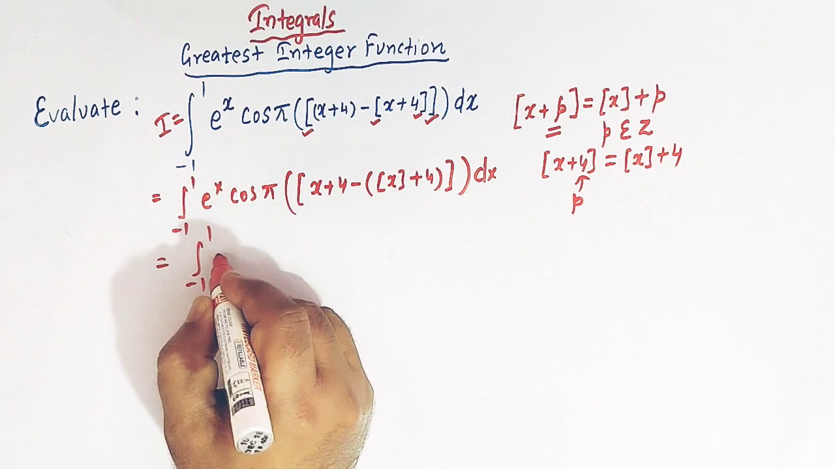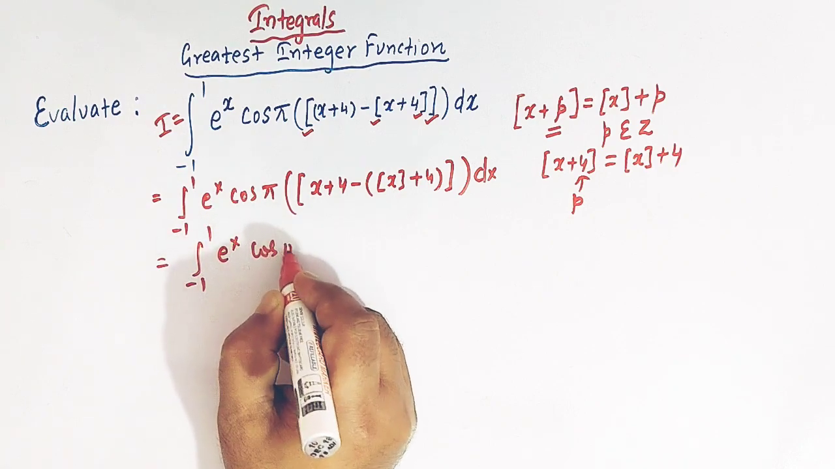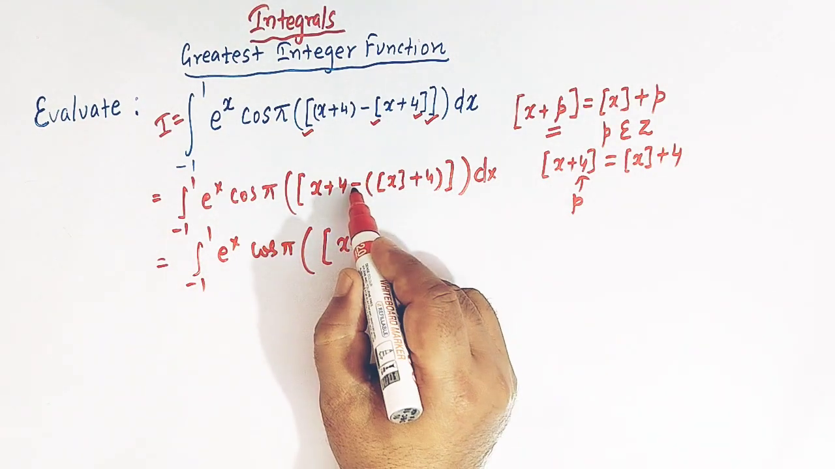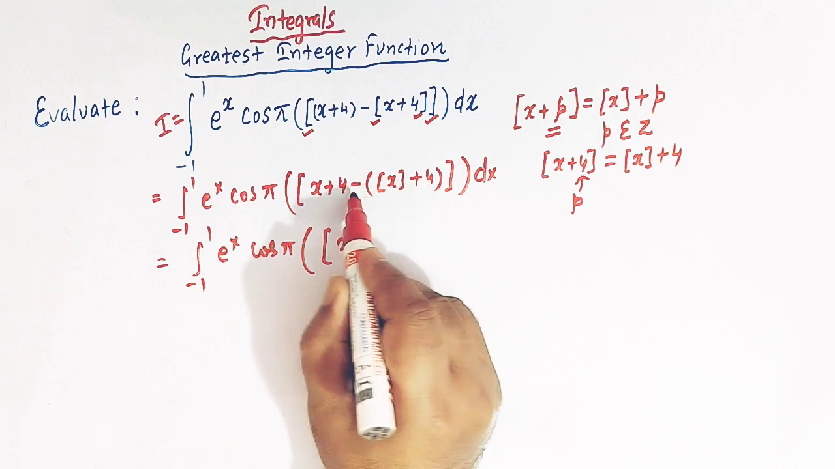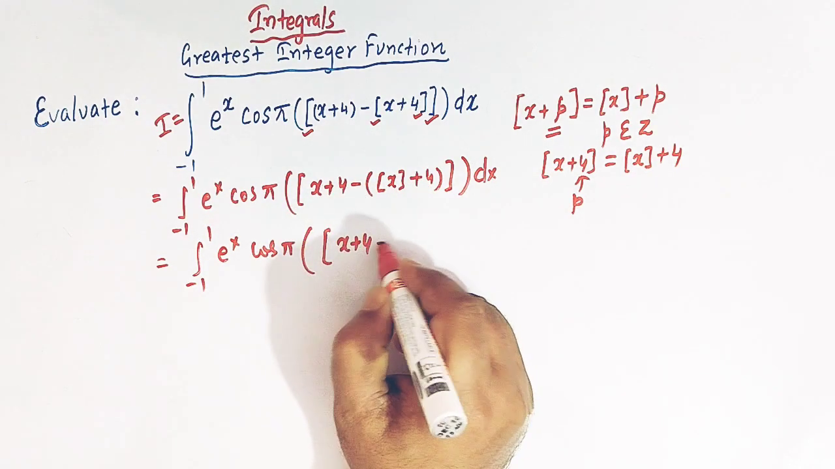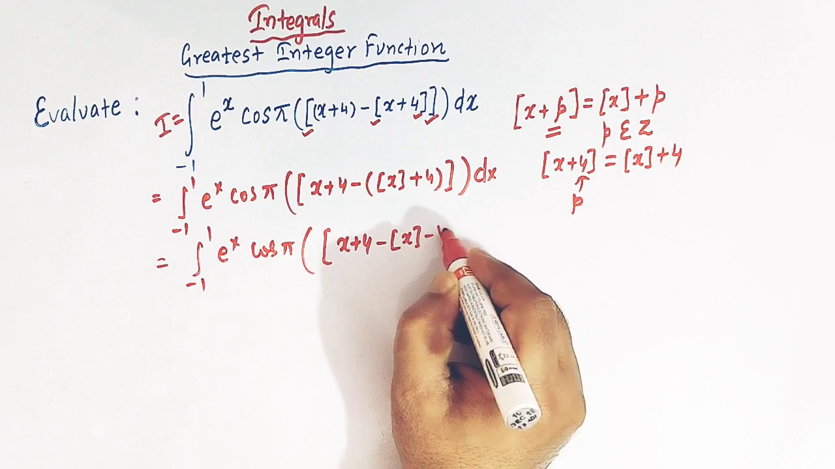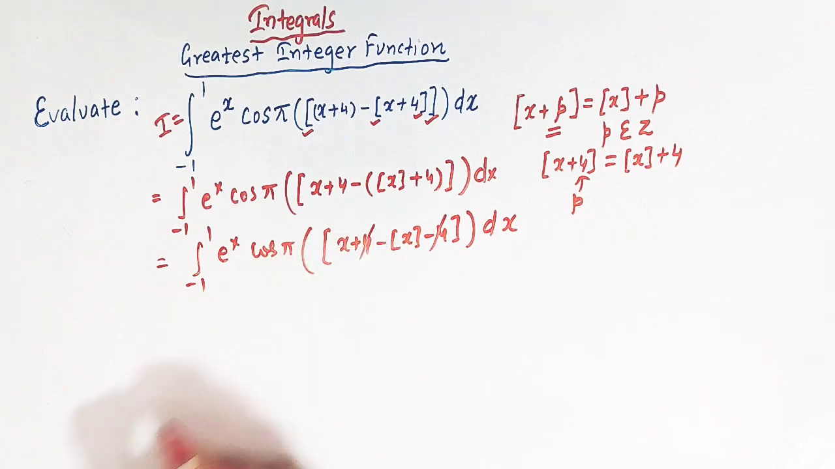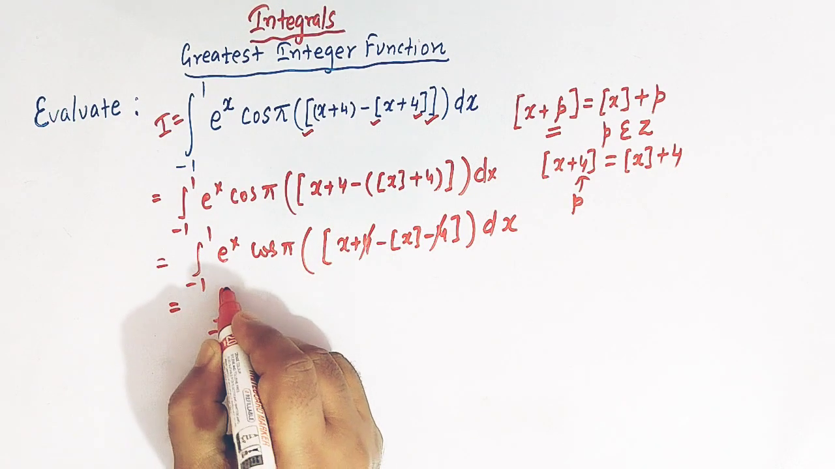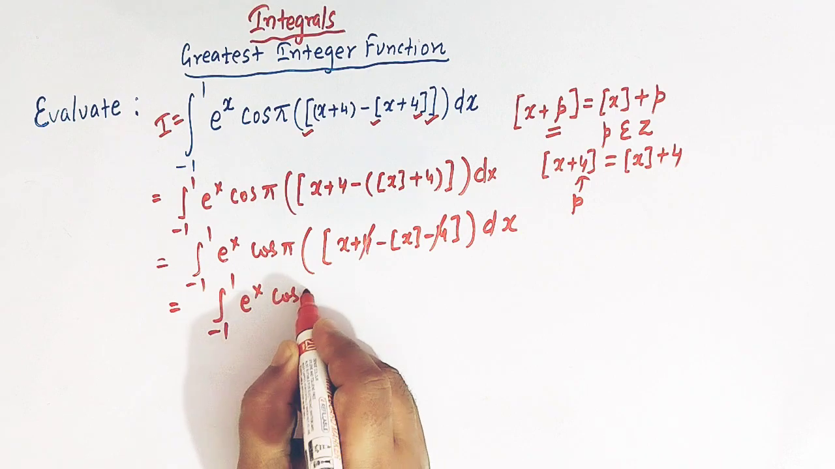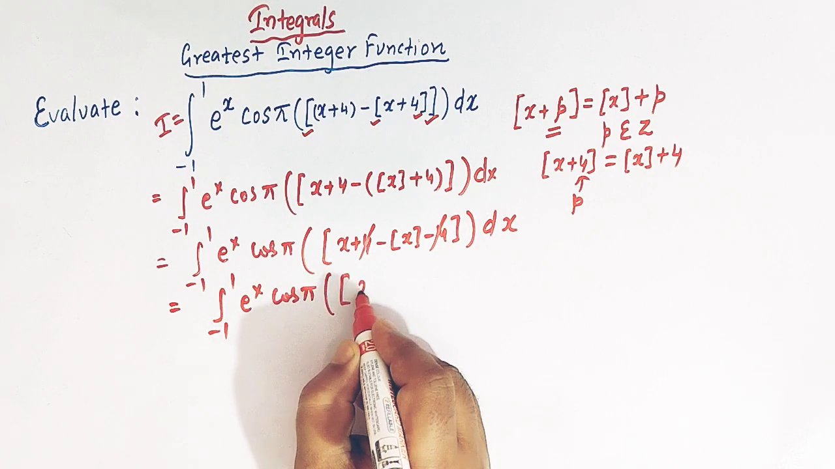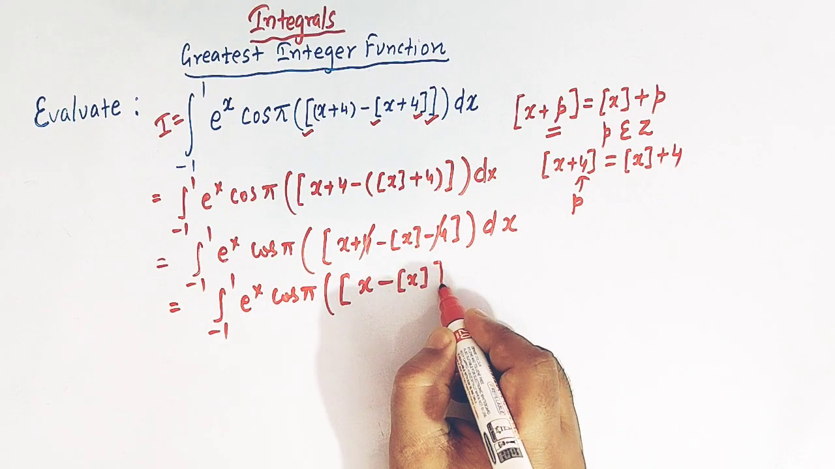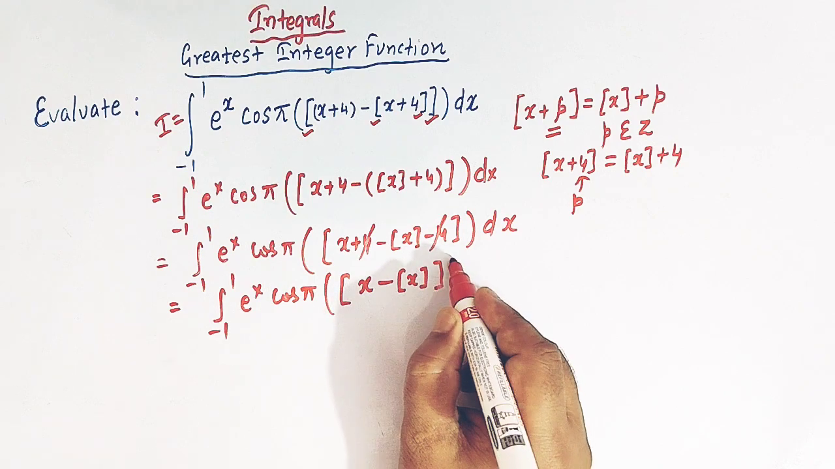So we have -1 to 1 e raised to x cos of pi, and here we have x plus 4, and now we multiply with -1, so we have minus greatest integer of x minus 4. We can see that these two quantities get cancelled, and we are left with -1 to 1 e raised to x cos of pi, and we have x minus greatest integer of x, and here we have the greatest integer symbol.